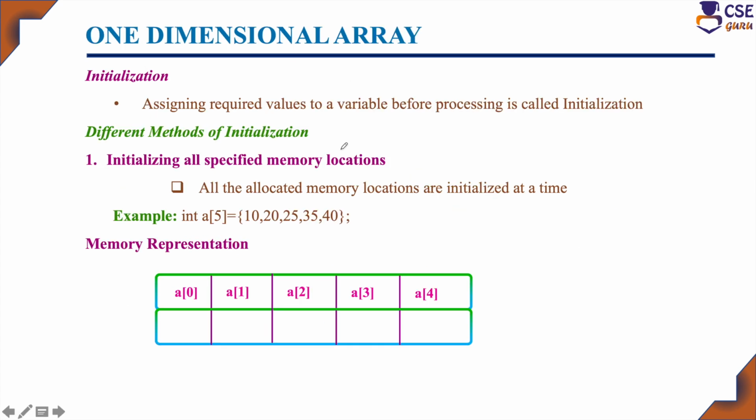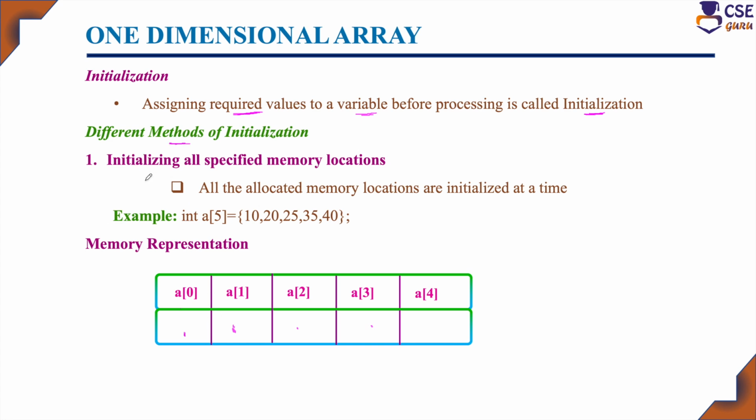And initialization, if you are considering in this sense, it is nothing but assigning the required values before processing is called initialization. Suppose if you are declaring an array from A of 0 to A of 4, so here you need to assign values for this array. So each and every subscript or index, you need to assign the value. So how to assign the value? So that assigning value is nothing but initialization. There are different methods of initialization.